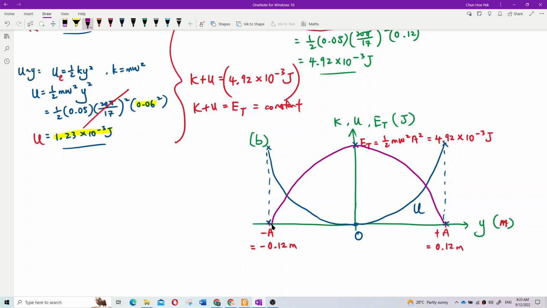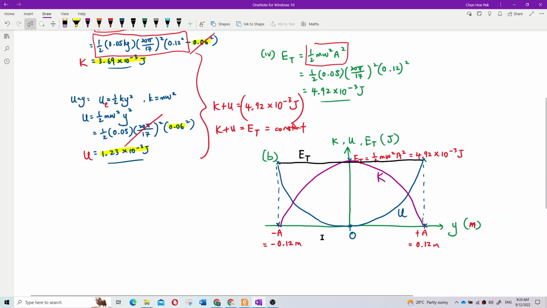Understand, class? This is the kinetic energy graph. Kinetic energy of the block becomes 0 at the amplitude because it stopped for a while, changing direction. But at equilibrium, the block moves fastest, at maximum speed, so it has the maximum kinetic energy. At last, this is the total energy graph. It is always constant at all displacement, at all time, and the value here is 4.92 exponent negative 3 joule. You must have this value. Understand, class? That's all for this question.